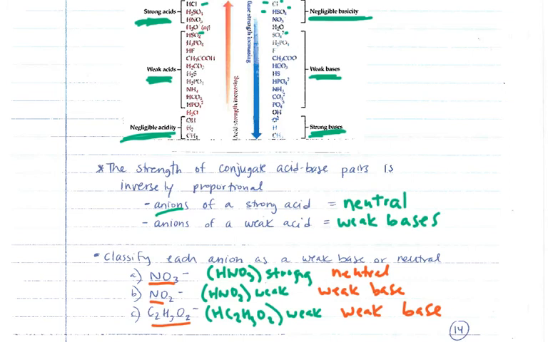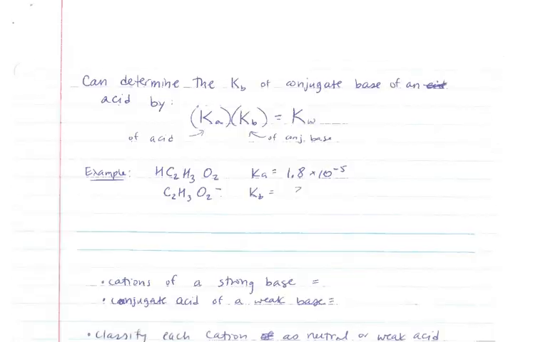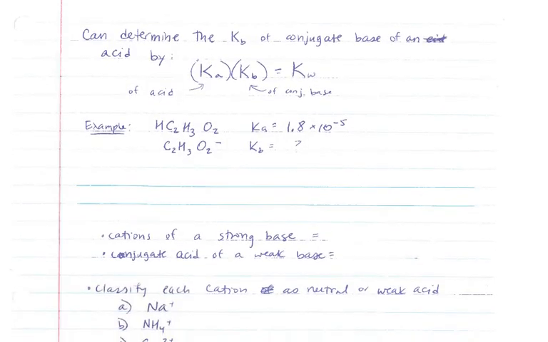Anions are pretty much all conjugate bases of some acid. And if they're the conjugate base of a strong acid, then they have no base power. But if they're the conjugate base of a weak acid, then they will act as weak bases. Okay, so we can determine the Kb of a conjugate base of an acid using this equation here.